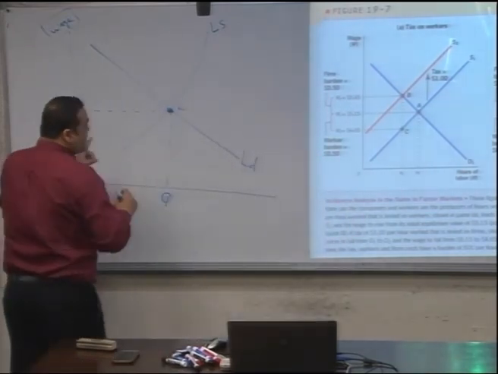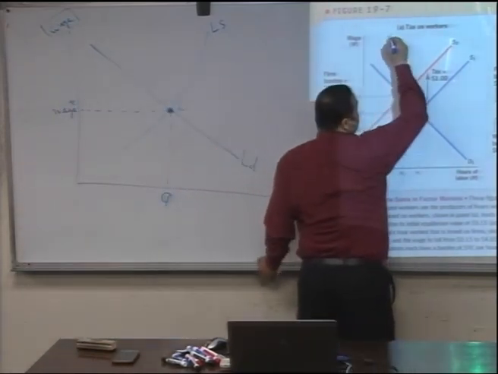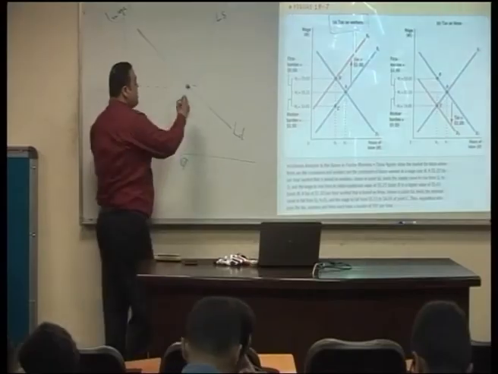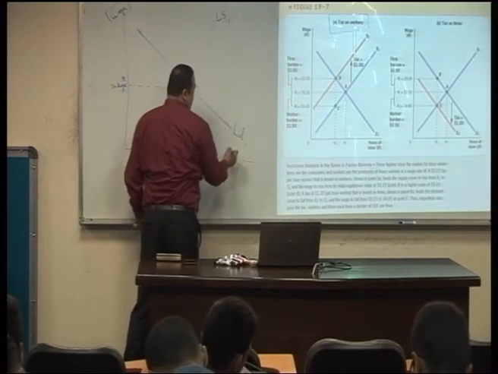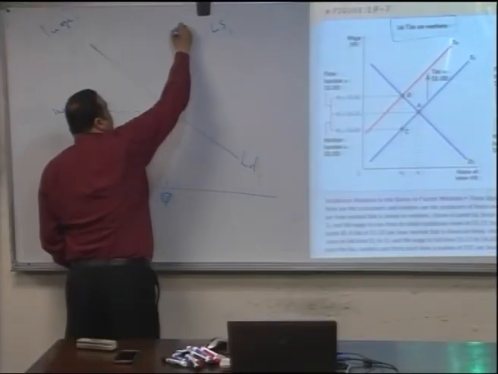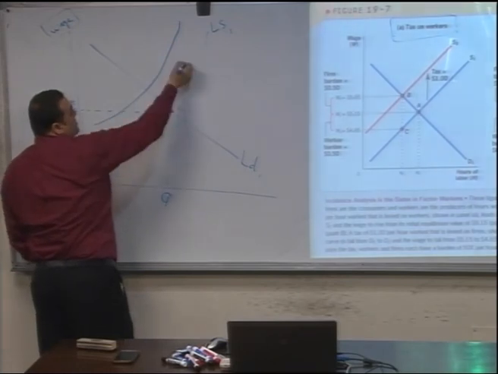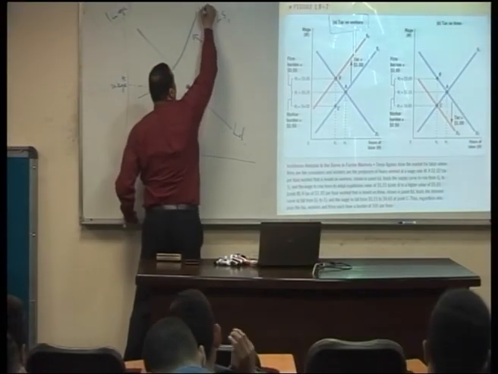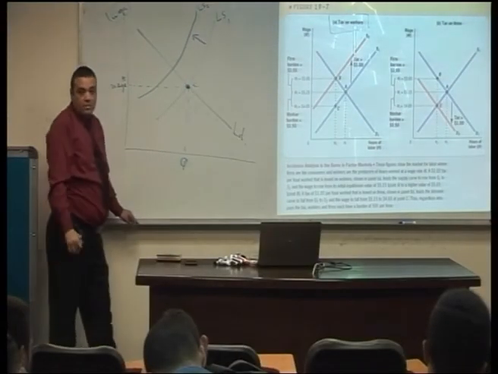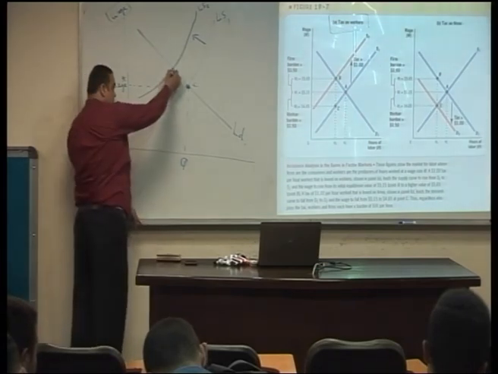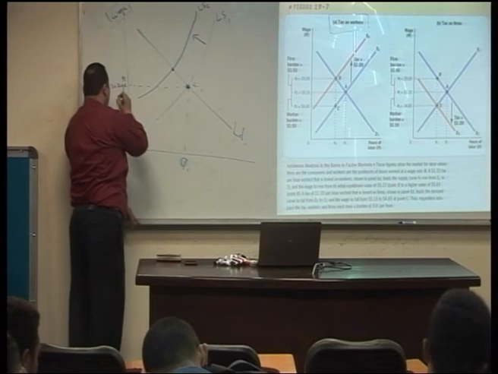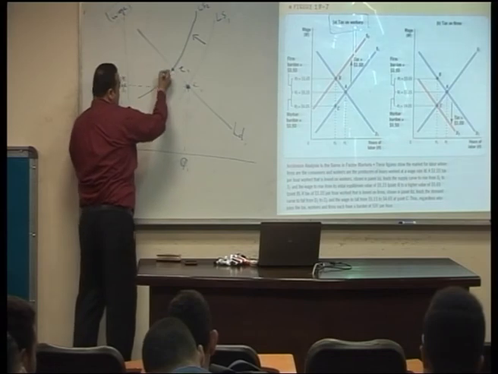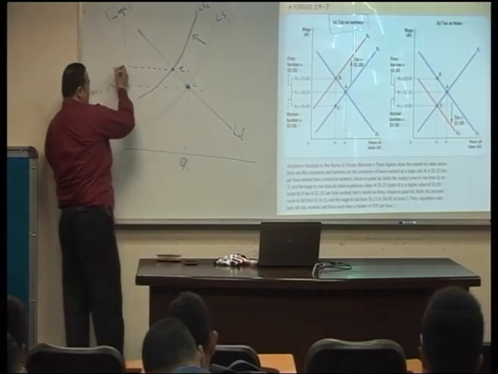So if the government imposes the tax on workers, this is labor supply one, labor demand one. Labor supply shifts left to labor supply 2. رح نيجي هيك to E. This is E1, Q1, wage 1, W1, E1. This is W2.